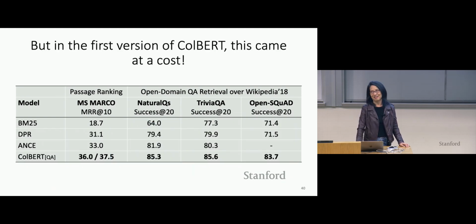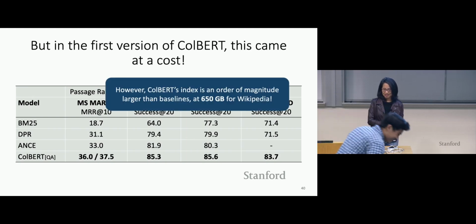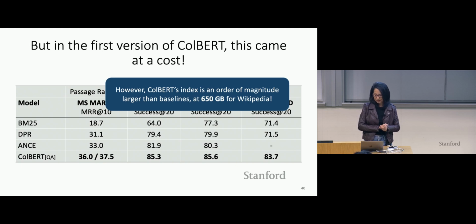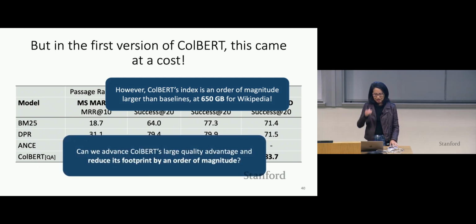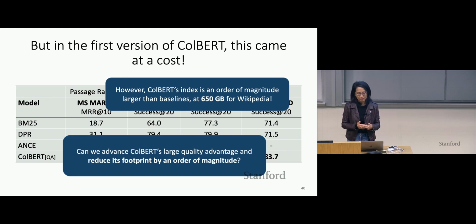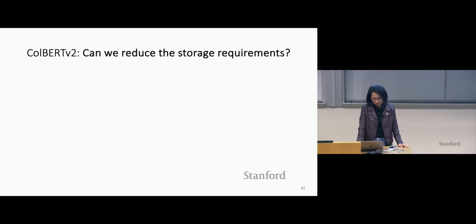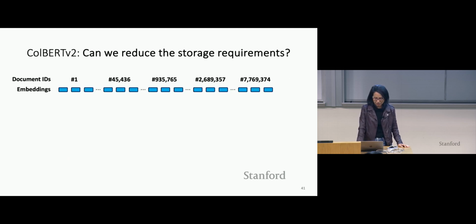But this is costly. If you look at the ColBERT index, it's an order of magnitude larger than the baseline, 650 gigabytes for Wikipedia. Okay, that's non-trivial. And what it means is that the size translates directly into cost. So the question now is, can we actually keep the quality advantage and reduce its footprint by an order of magnitude? That's the question that was addressed by ColBERT V2, okay?